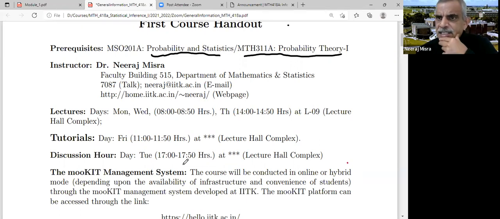Discussion hour is voluntary. Not everybody has to come. Anybody who is having a doubt can come on Tuesdays between 5 to 5:50 in the evening.